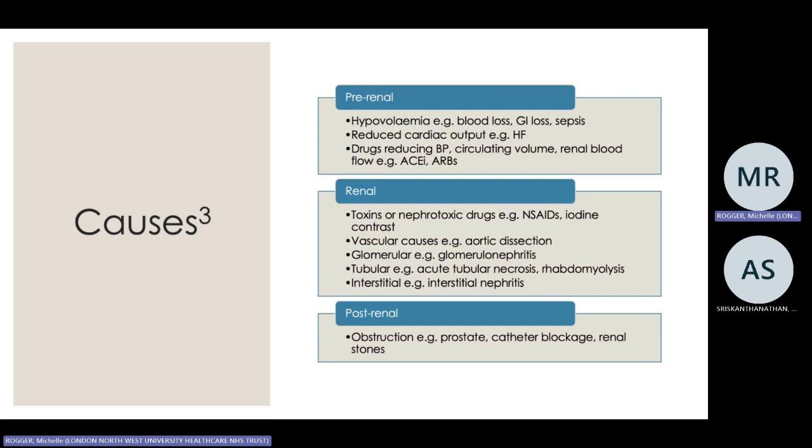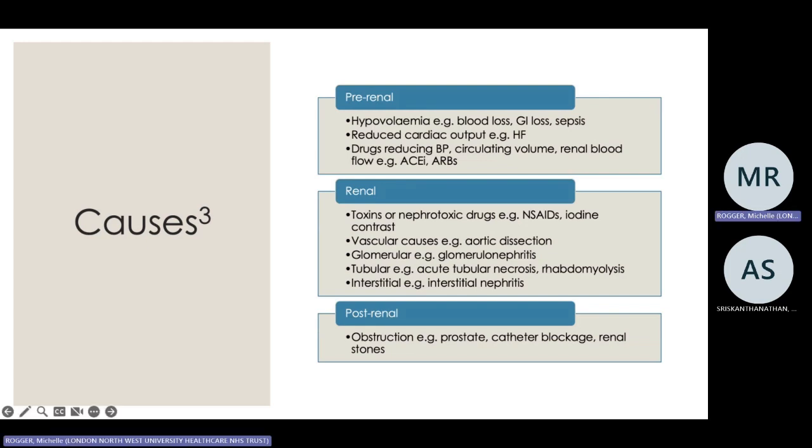And then finally, post-renal, that's things like obstruction. Whether it's prostate problems like BPH or catheter blocks, renal stones, anything like that can cause post-renal AKIs. So it's quite good to remember in that way, how to get an AKI in the pre-renal, renal, and post-renal.